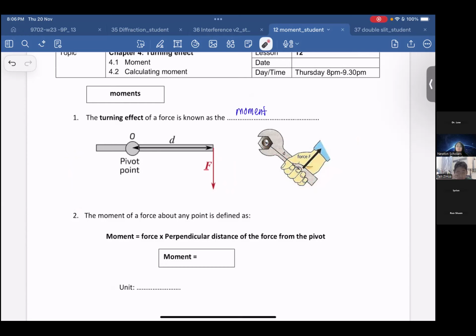How we count the moments, how big of the moments caused by our force. Okay, so here we understand that the force has to times perpendicular distance. Of course, some of you will use F times S, doesn't matter. Distance can be using D or distance can be using S.